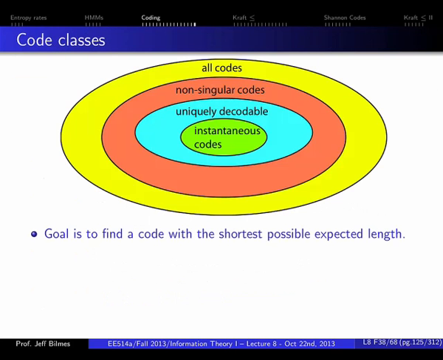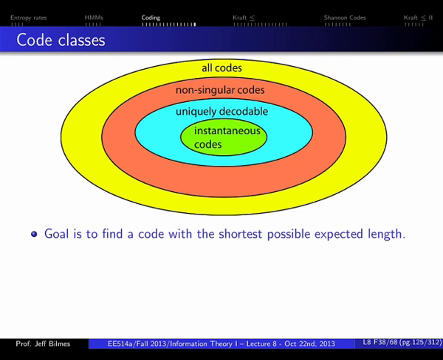So here's our set of codes. We have this big oval, which is all possible codes, which includes the singular codes. The non-singular codes are the ones where every source symbol gets its own code symbol. Those we can always decode without an error as long as we add a punctuation symbol, so Morse code is like a non-singular code. Then we have the uniquely decodable codes, where we don't need a punctuation mark, but it's not practical because we may have to wait a while before we figure out the identity of the earlier source symbols.